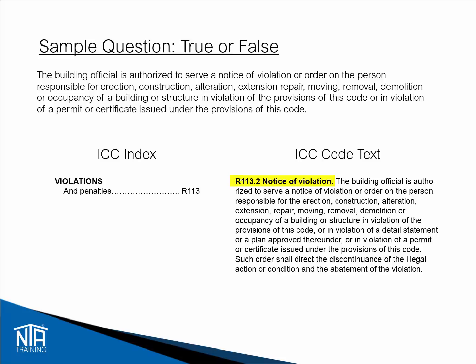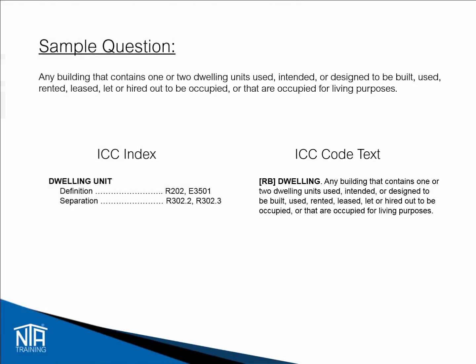Read the section of the code to determine if the statement is true or false. From the paragraph, you should be able to determine that the statement is true. Any building that contains one or two dwelling units used, intended, or designed to be built, used, rented, leased, let, or hired out to be occupied, or that are occupied for living purposes. This type of question is a definition.